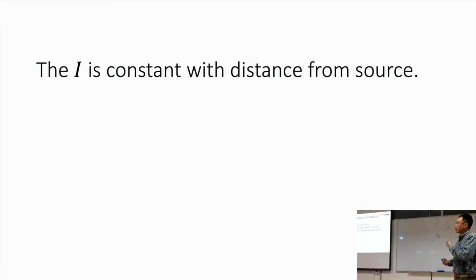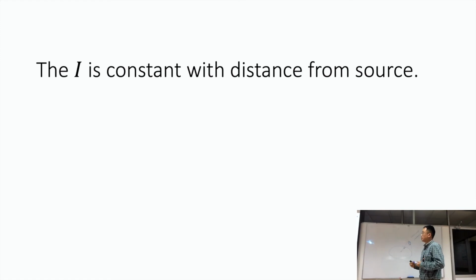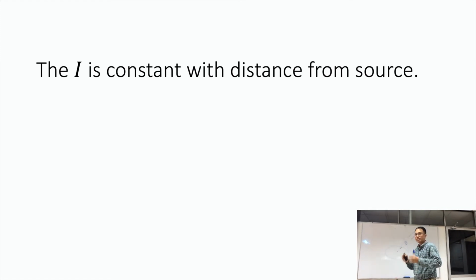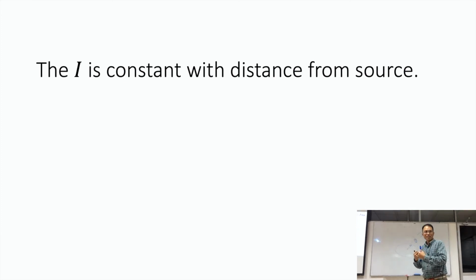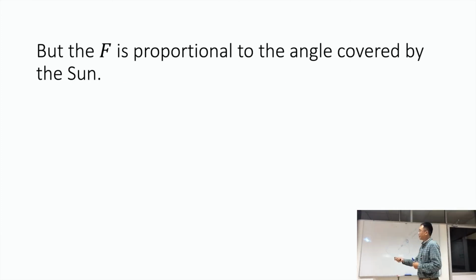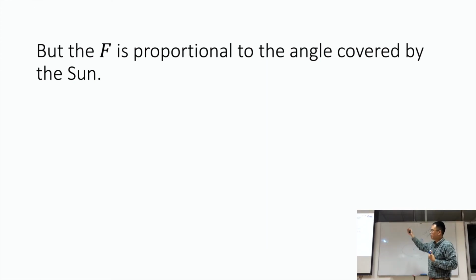Now, I is constant with distance from source. So the intensity that comes from the sun is the same. But then you might say that we don't receive the full intensity from the sun, right? Or else we'll be burned here on Earth. The F is proportional to the angle covered by the sun. So if the sun is right next to us, then of course we get burned because it fills the entire sky.